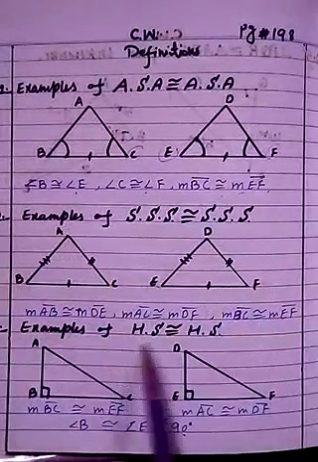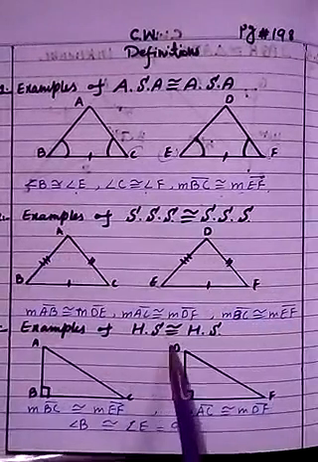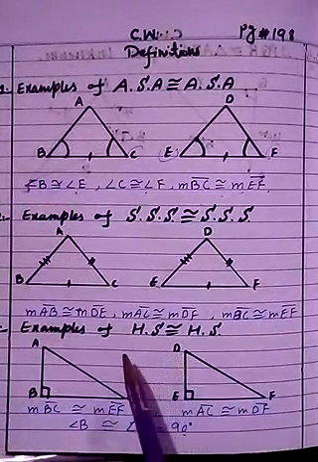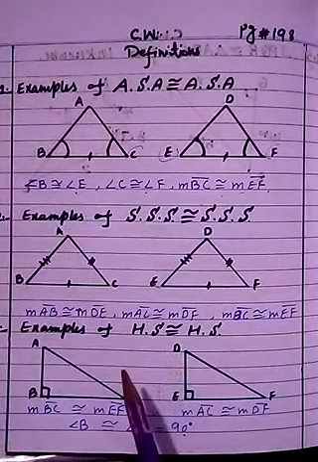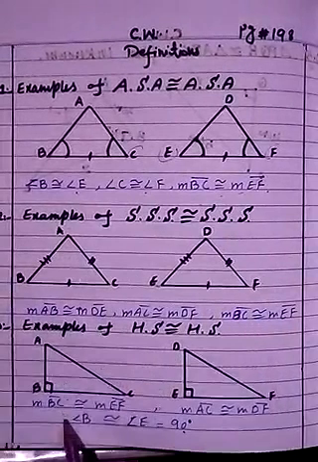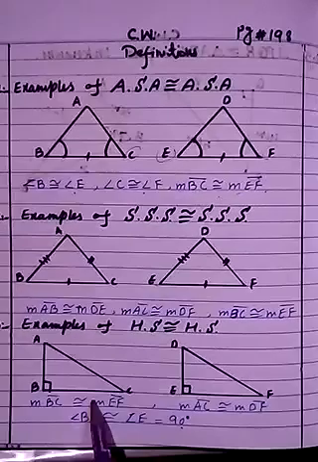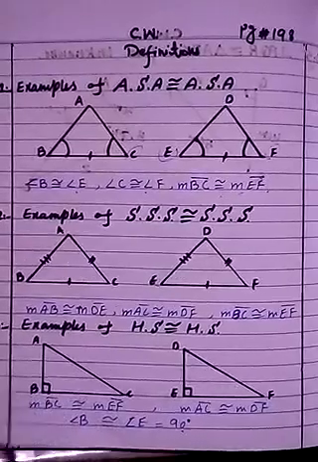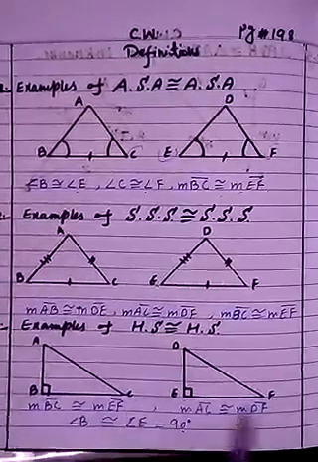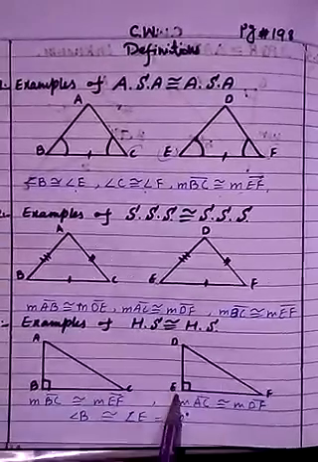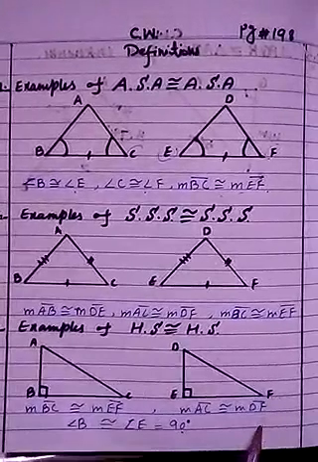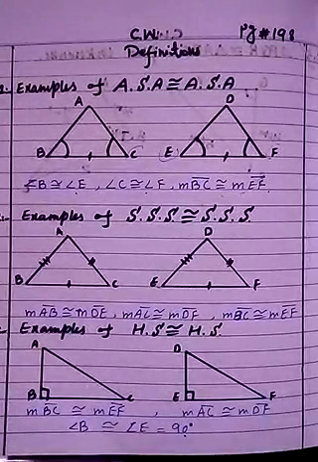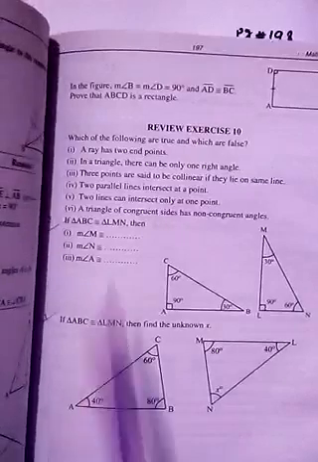Now when you talk about hypotenuse and side, H.S., when you talk about hypotenuse, it means it will be a right angle triangle, and in a right angle triangle one angle must be 90 degrees. Now BC equals EF, angle B equals angle E. Now AC hypotenuse equals DF hypotenuse. You have to learn these definitions. These definitions are important. Now let's see the MCQs.